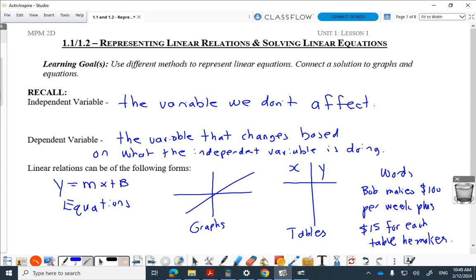Does this all ring a bell that you've done a bunch of this? They're supposed to. Between grade 8 and grade 9, they're supposed to give you a bunch of this. I make a note, though, that we have also seen that the equations can be in different forms. We may have to shuffle it around to get it actually to be y equals mx plus b.